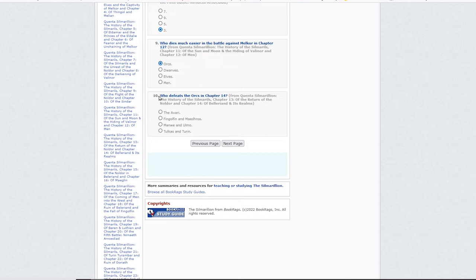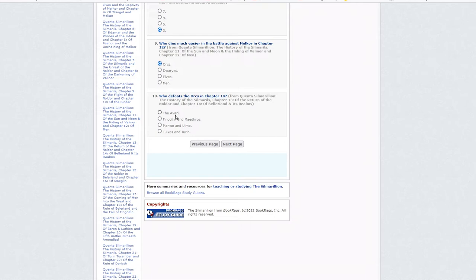10. Who defeats the orcs in chapter 14? The Avari, Fingolfing and Maedros, Manwë and Ulmo, Tulkas and Turin. No idea. Tulkas and Turin, Manwë and Ulmo. Oof. Fingolfing and Maedros? I don't know.